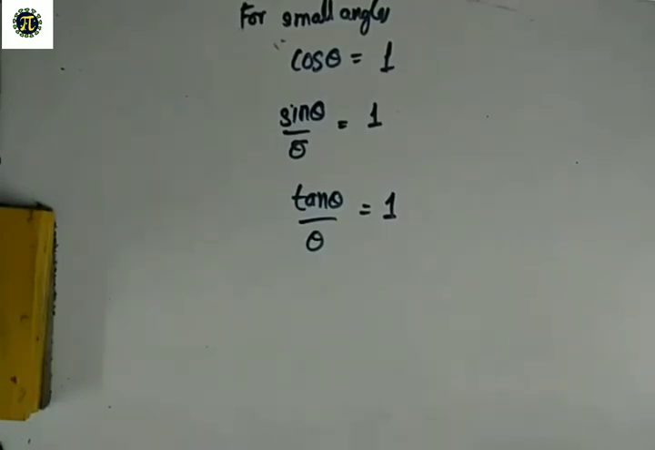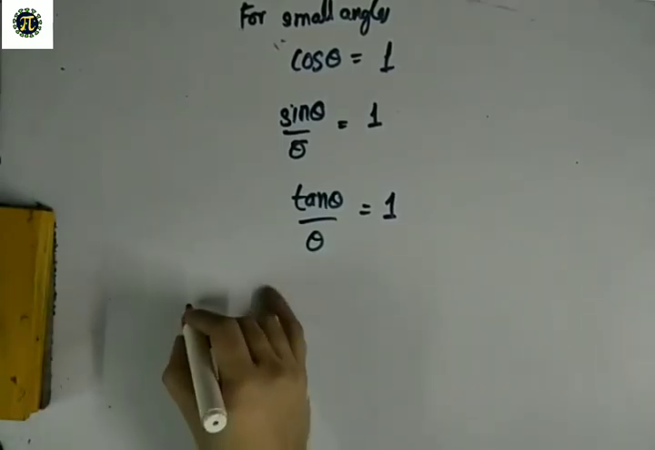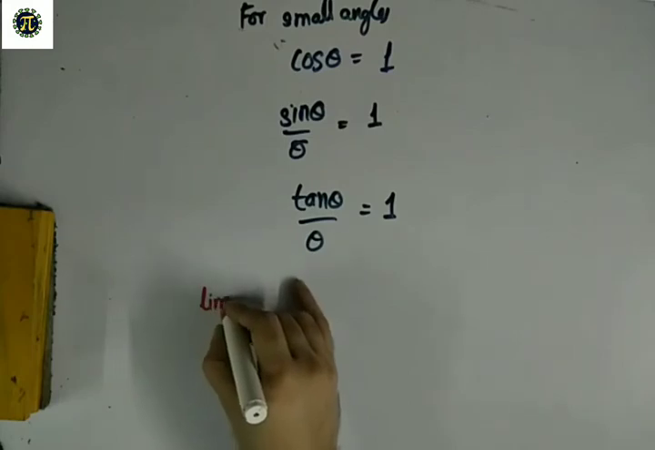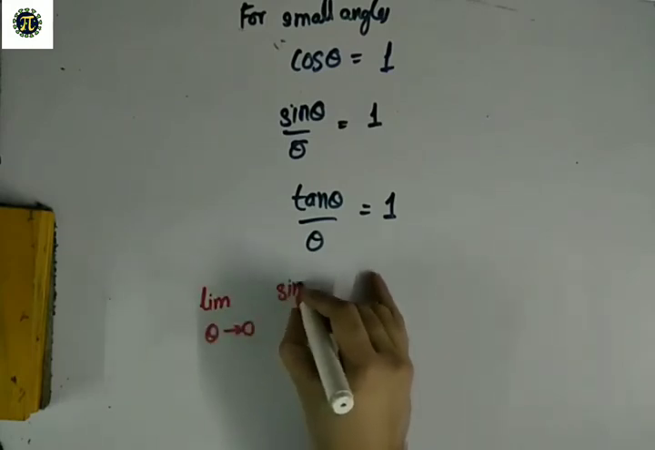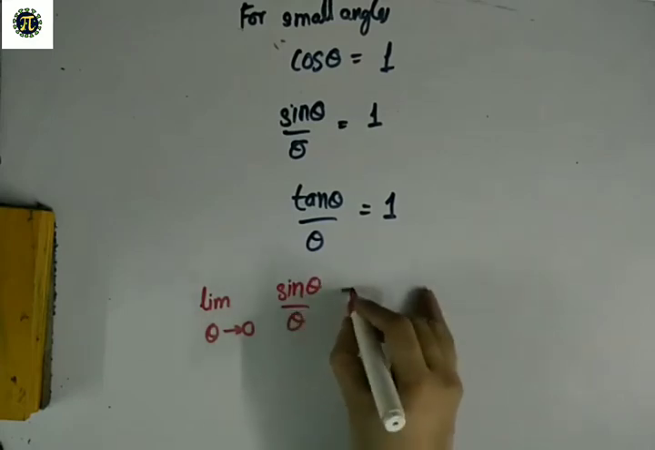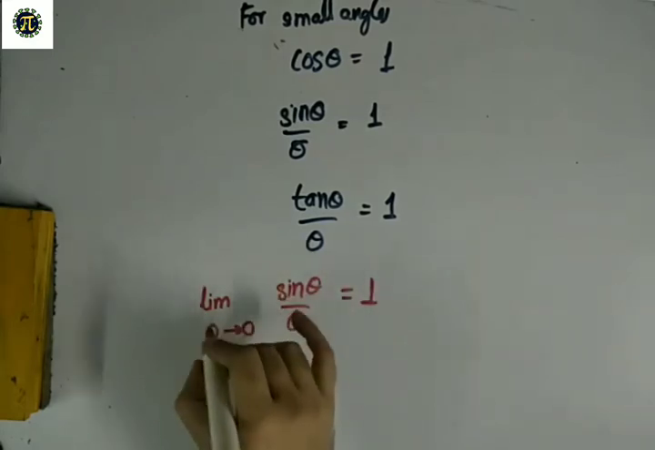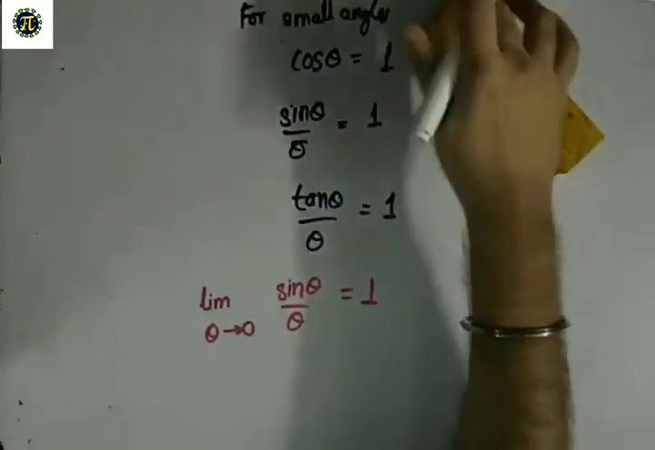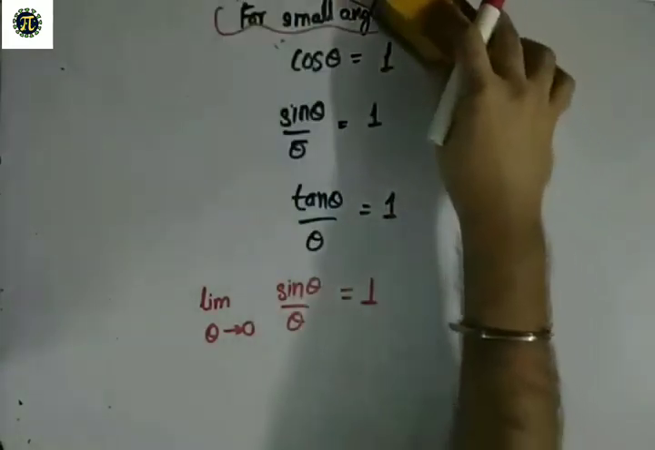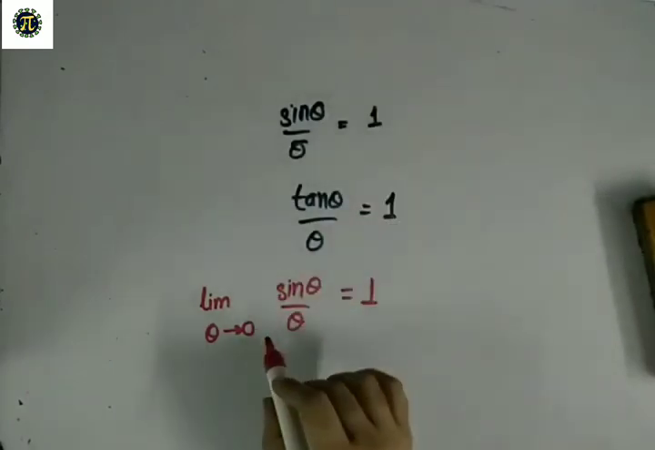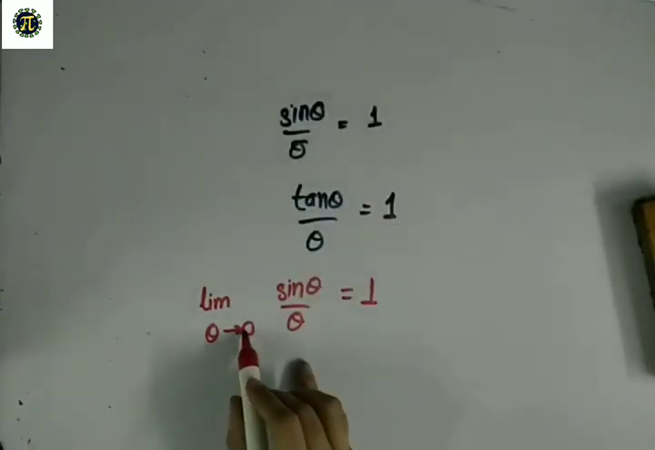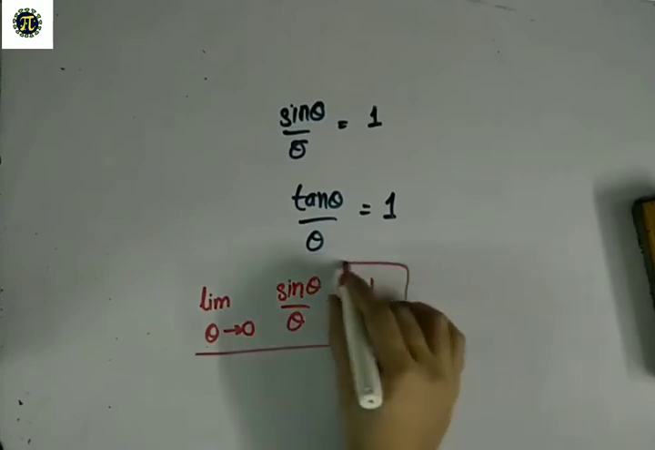And for small angles, in mathematics we have a way of representing it. We generally say the limit as theta tends to 0 of sine theta by theta is 1. So now we don't have to write this here for small angles, right? Sine theta by theta is not always 1. This is only 1 if the angle is very small.